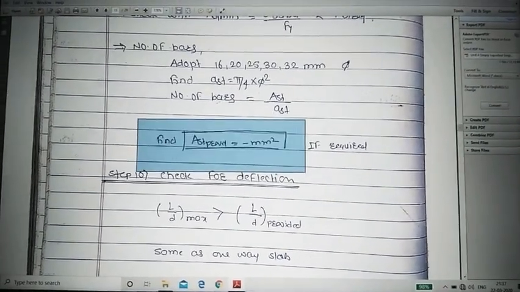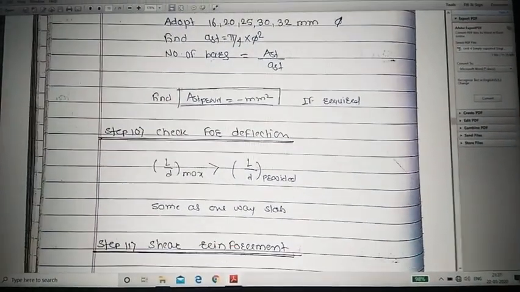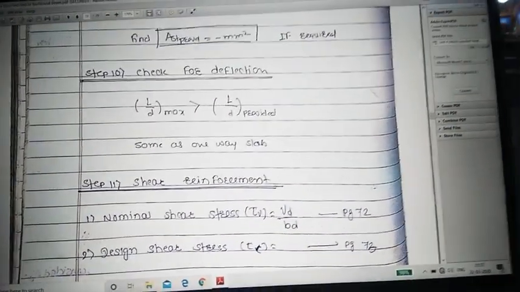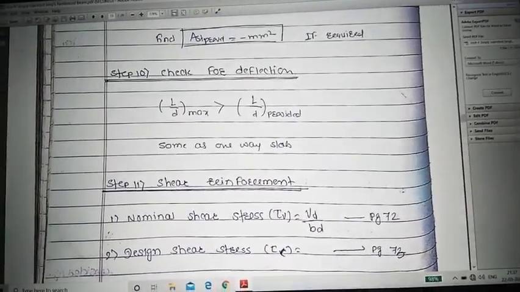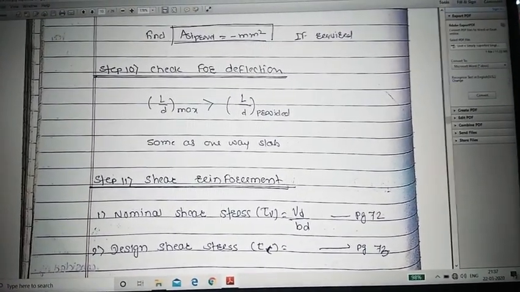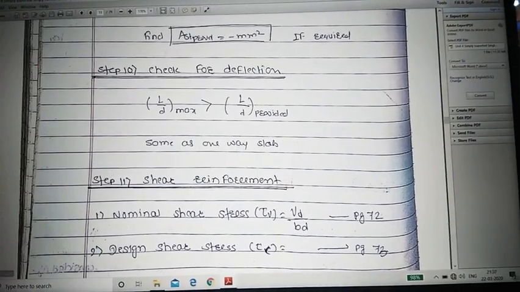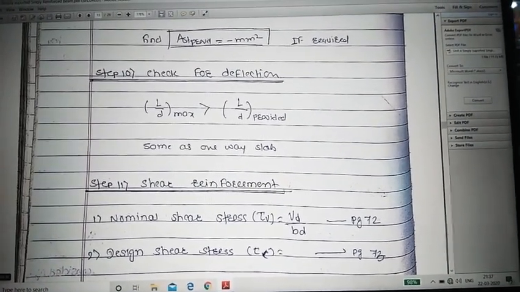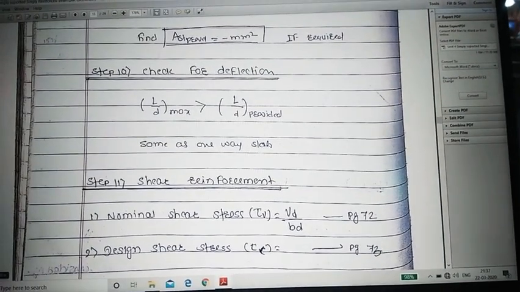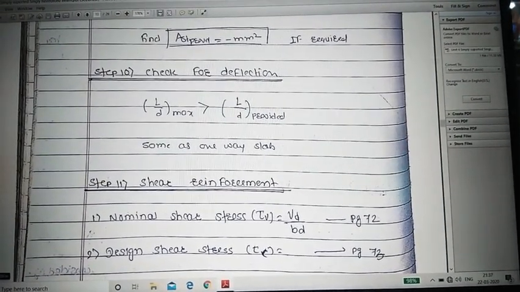So calculate that area of steel, provided area of steel, and then go for the check for deflection. Step number 10 is check for deflection. We know that the formula to calculate the check for deflection is L by D max is greater than L by D provided, where L by D max is as per the deflection control, which is given in IS 456 page number 37.